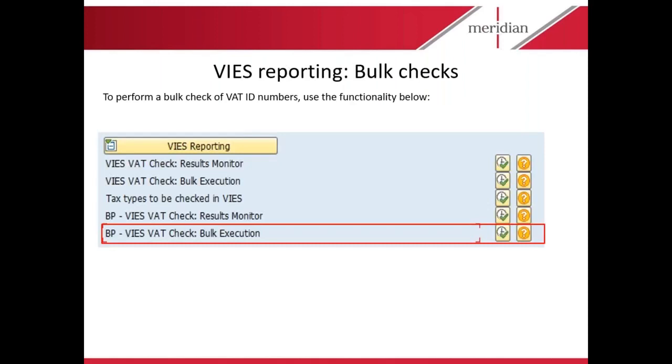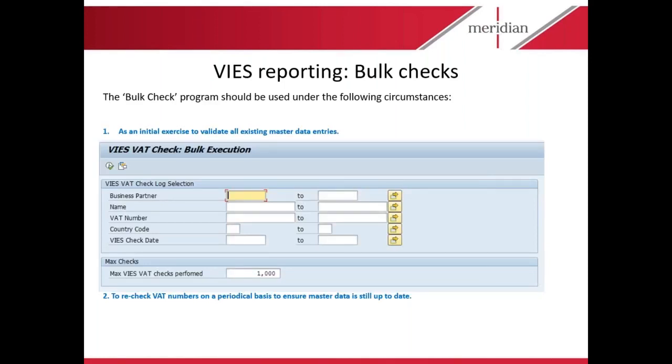The last thing I want to discuss is the bulk execution. So every time you create a customer or vendor or change the VAT IDs, we create an entry in the results monitor. But what if our clients want to, every now and again, check all of the VAT IDs are still valid in the system? Because just because you've got one check from last year doesn't mean that's still a valid VAT ID. So for that, we've introduced the bulk execution.